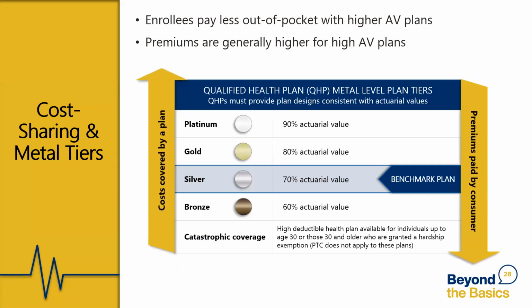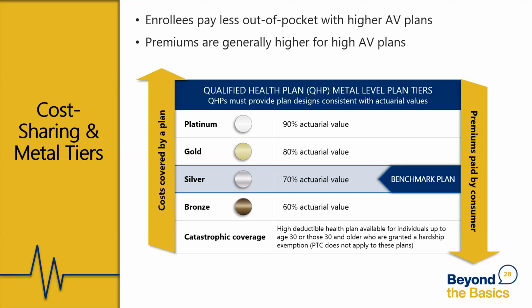Because higher AV plans are more generous and have lower out-of-pocket costs, the premiums for those plans are going to be higher. Put another way, as AV increases, so do premiums. As you see in this chart, bronze plans are associated with 60% AV, silver have 70% AV, gold have 80%, and platinum have 90% AV. Which means that, generally speaking, bronze plans will have the lowest premiums and platinum plans will have the highest premiums.